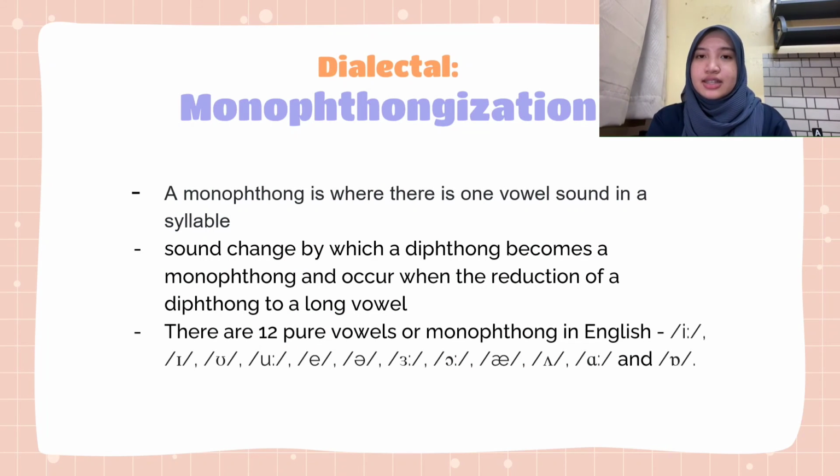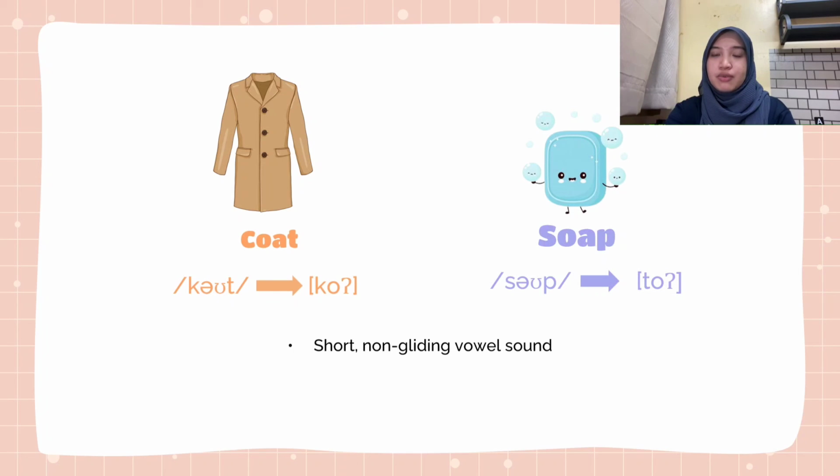Lastly, the dialectal feature found in TK's words is monophthongization. A monophthong is where there is one vowel sound in a syllable. It is the sound change by which a diphthong becomes a monophthong, occurring when a diphthong is reduced to a long vowel. There are 12 pure vowels or monophthongs in English. For example, the words that TK produced, coat became coat and soap became tope. It is known as the short non-gliding vowel sound.